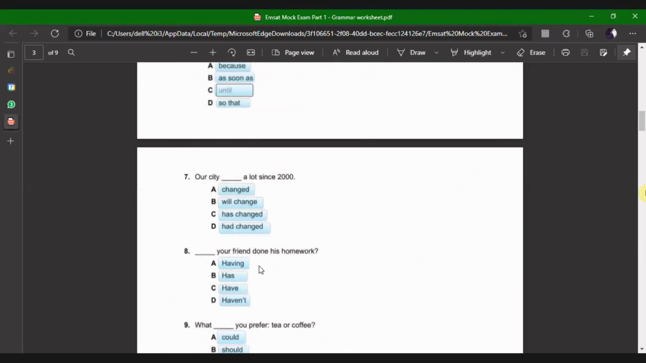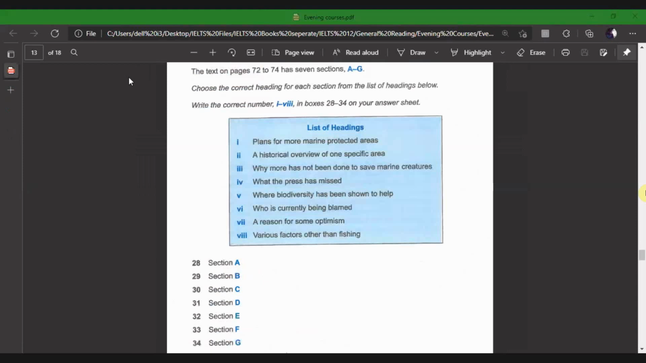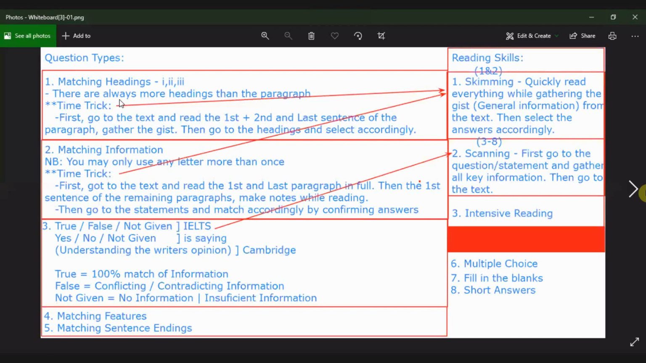Okay. You would also notice that there would be more headings than paragraphs. So you would have only 2, 4, 6. You only have 7 questions here. And then as for the list of headings, you would have 2, 4, 6, 8. So one additional list of heading.